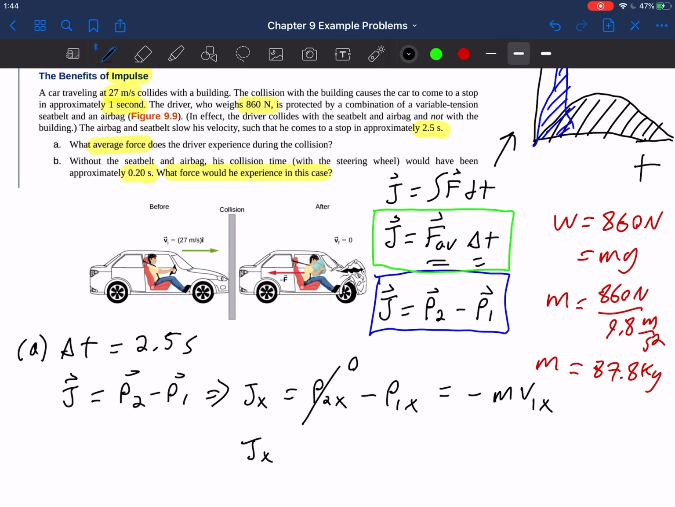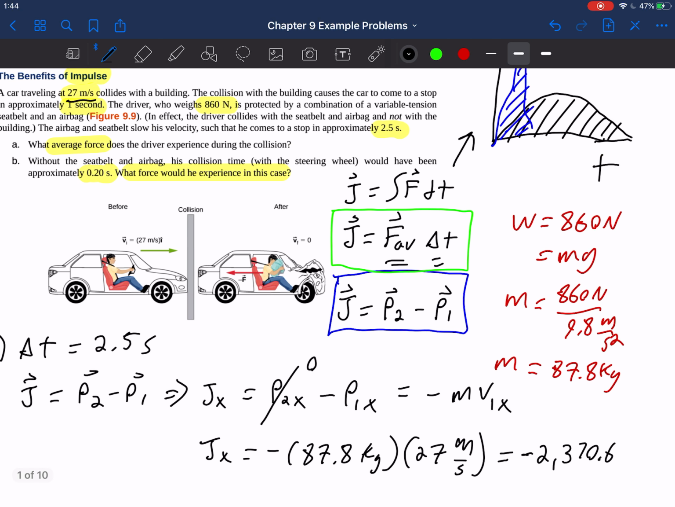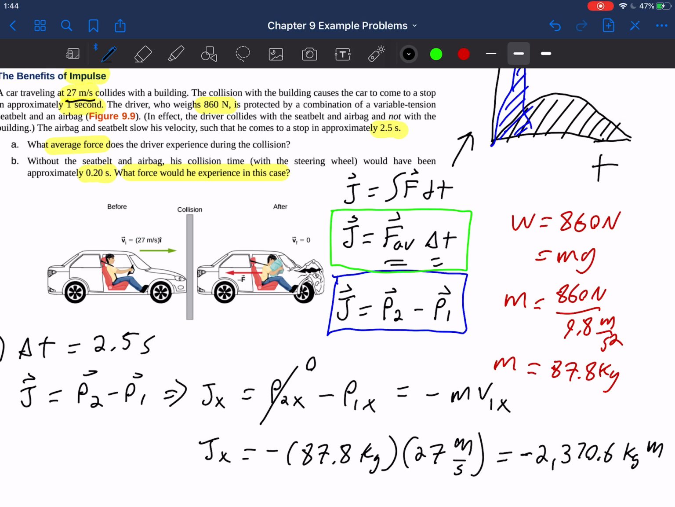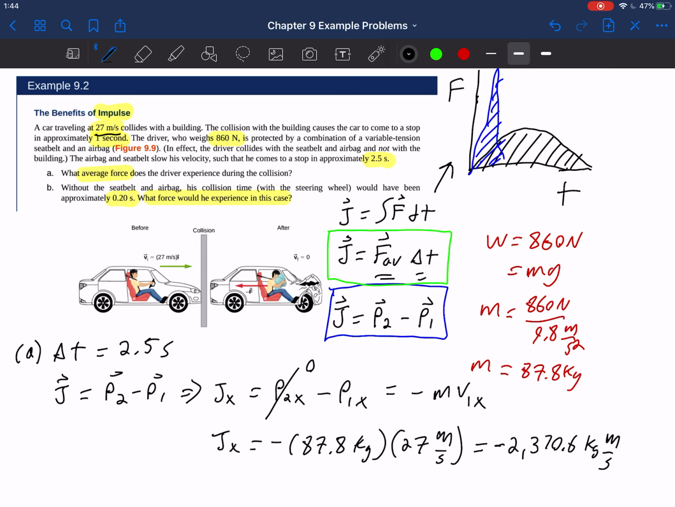Now that I know that, I can solve for my impulse. My impulse in the x direction is going to be equal to minus the mass, which is 87.8 kilograms, times the velocity before the collision, which was 27 meters per second. And so I find that the impulse in the x direction is equal to negative 2,370.6. And the units here are kilogram meters per second, which is also our unit of momentum. Okay, so we know the impulse. That's the same no matter what for this collision, because it depends only on the mass of the person and the initial and final velocity. So it doesn't matter if we have an airbag or not, the impulse is the same.